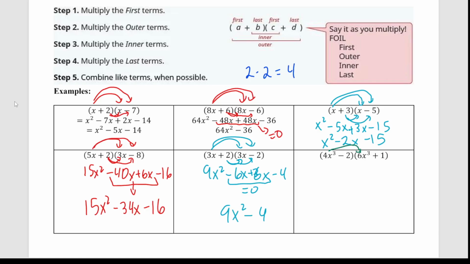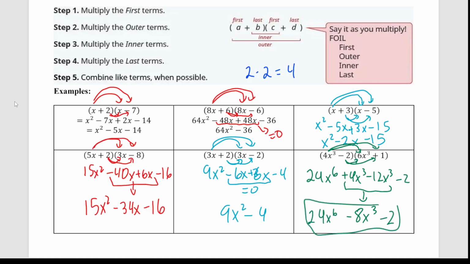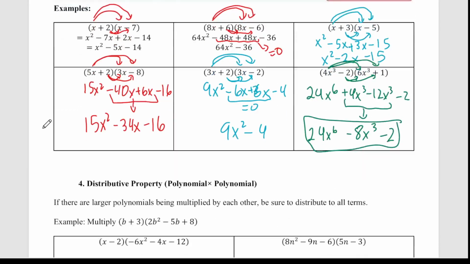If we do 4x cubed times 6x cubed, that will give us 24x to the 6th, because that's 3 x's times 3 more x's. 4x cubed times 1 gets us positive 4x cubed. Negative 2 times 6x cubed gets us minus 12x cubed. And then negative 2 times 1 gets us minus 1. 4x cubed minus 12x cubed will combine to make negative 8x cubed. And then we're just going to drop down everything else, and that will be our nice, beautiful final answer.